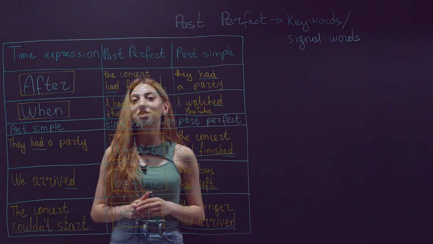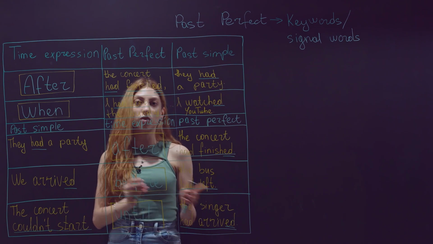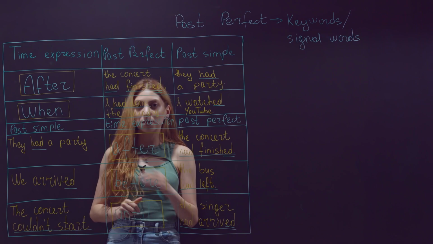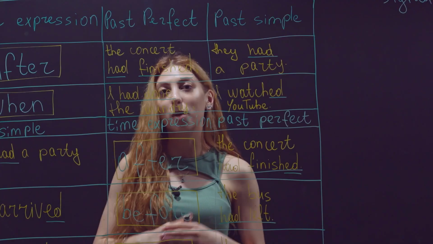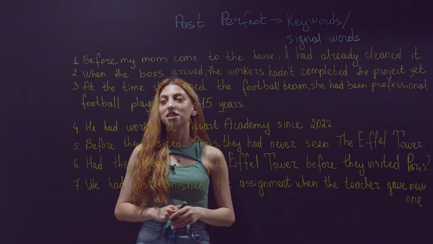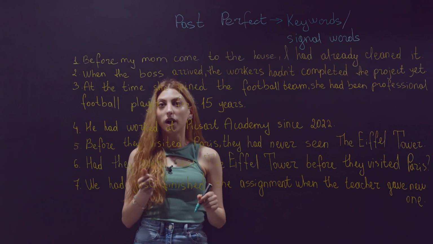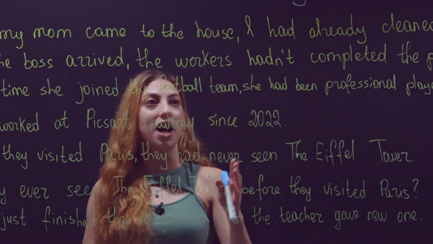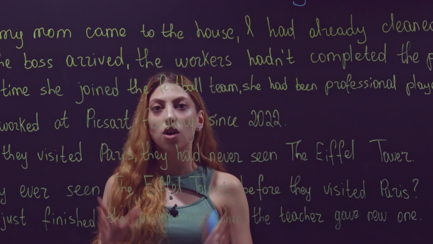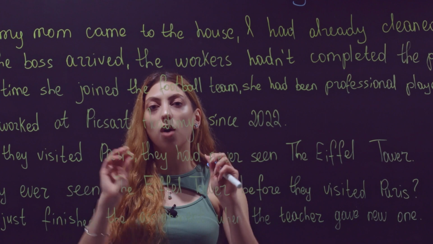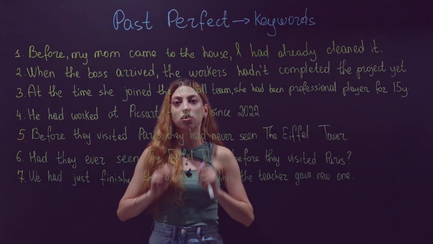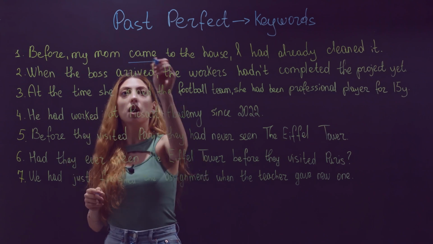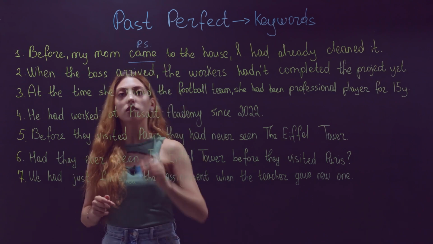Well guys, this is all about these keywords or time expressions, but I would like to show you more. Let's move on and let me show you more examples in detail. Now pay attention to the first example, what we have here: Before my mom came to the house, I had already cleaned it. First of all, let's find out and highlight the structure. Before my mom came, this is past simple tense.